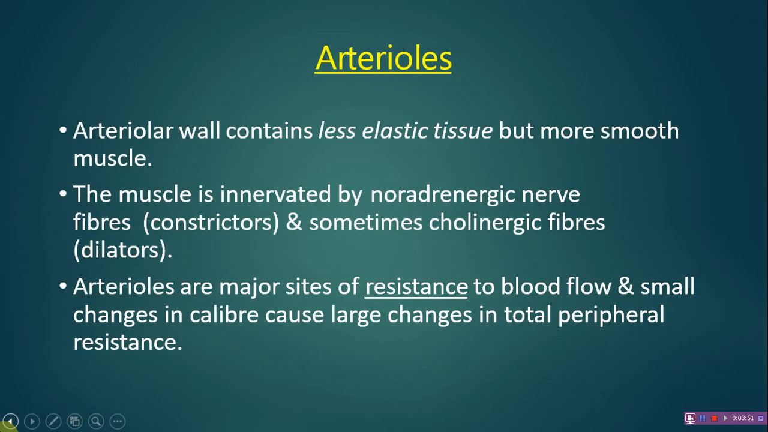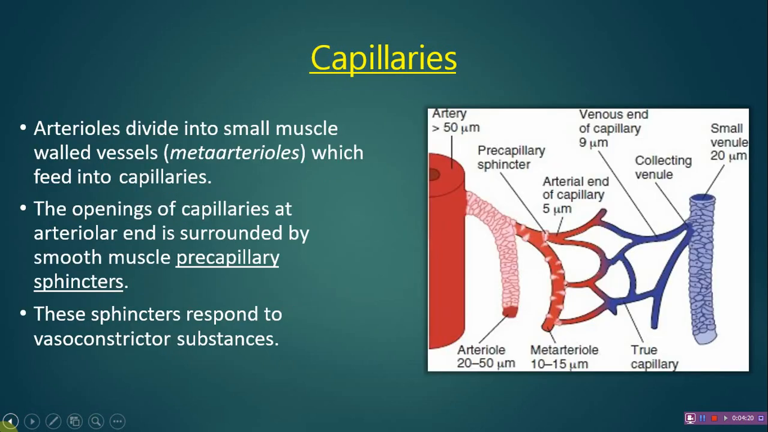Now the second thing, the arterioles. The arteriolar wall contains less elastic tissue but more smooth muscle. The muscle is innervated by noradrenergic nerve fibers, which are constrictors, and sometimes cholinergic fibers, which are dilators. Arterioles are the major sites of resistance to blood flow, and small changes in caliber cause large changes in total peripheral resistance.